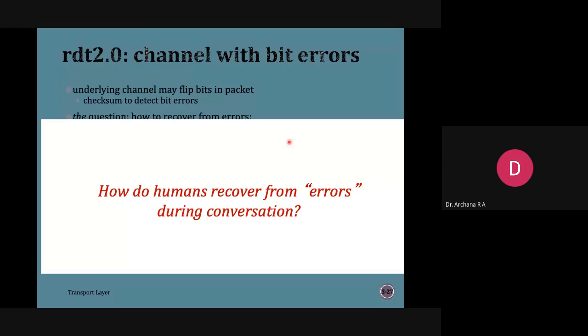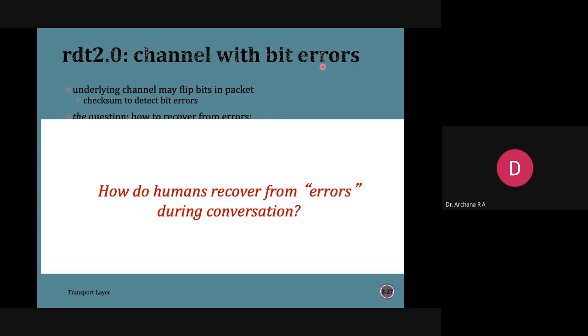Next, the channel with bit errors. So the next principle is RDT 2.0. In RDT 1.0, there is reliable data transfer through a reliable channel. But in RDT 2.0, we have a channel with bit errors.